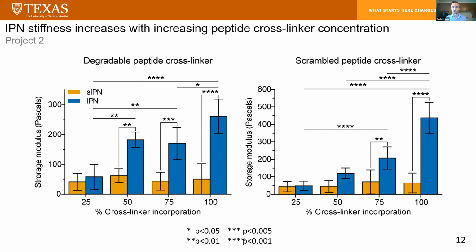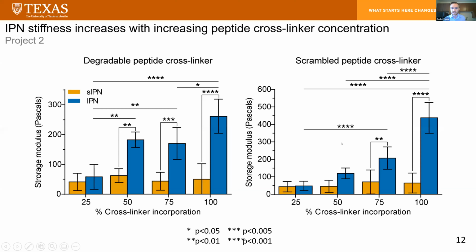Now, the first thing we were able to do was decouple the stiffness from the density, as was our first goal. This looks like a lot at first, but I want to follow a few main trends. The first is that we were able to analyze both degradable and scrambled peptide crosslinkers. So these are more degradable IPNs, these are less degradable. As we increase the crosslink incorporation, we notice a trend of increasing storage modulus.